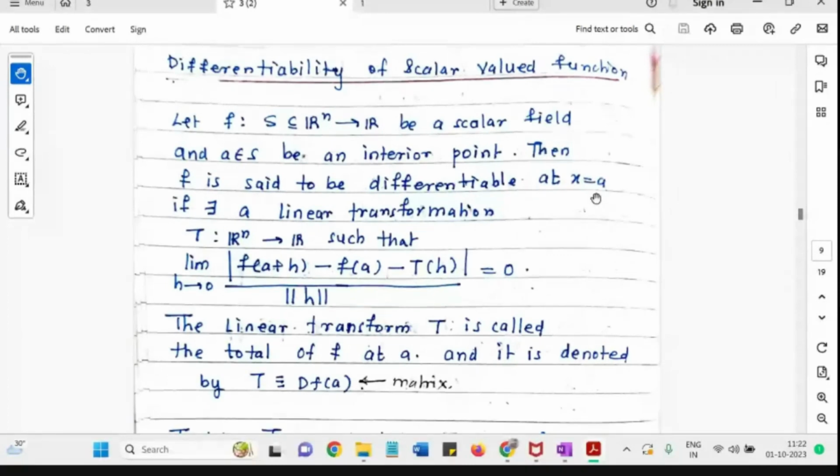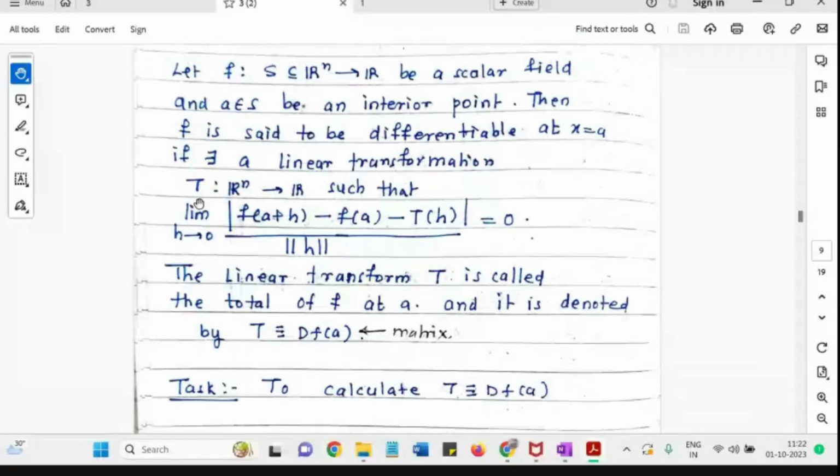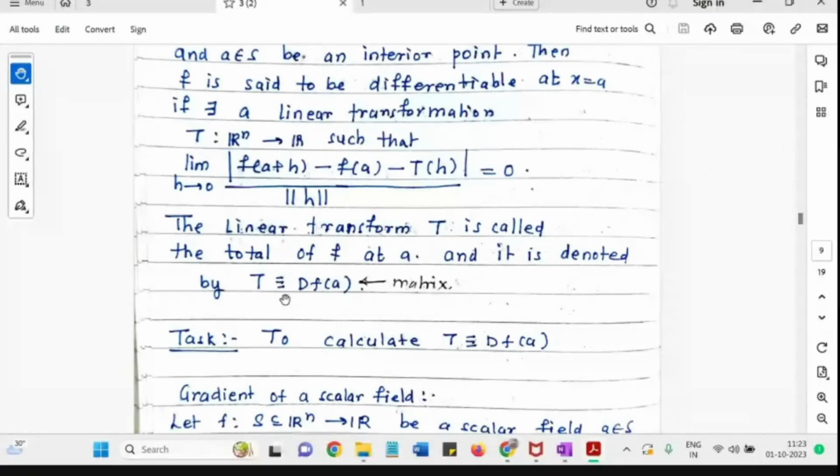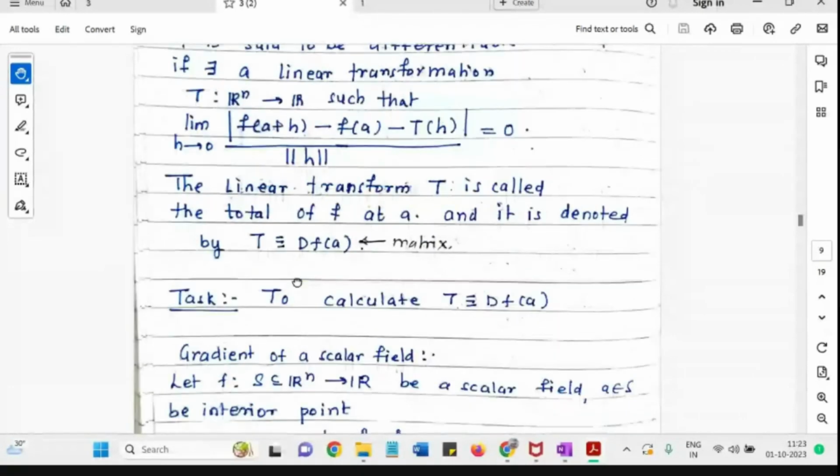f is said to be differentiable at x equal to a if I'm able to find a linear transformation T from Rn to R such that the limit as h goes to 0 of f of a plus h minus f of a minus T of h, upon norm h, is equal to 0. The linear transformation T is called the total derivative of the function, and it is denoted by this notation. We all know that every linear transformation Tx is of the form Ax, where A is a matrix. So if I'm able to find this particular matrix, I know the total derivative. Okay. Now, how to calculate this total derivative, or Df(a)?